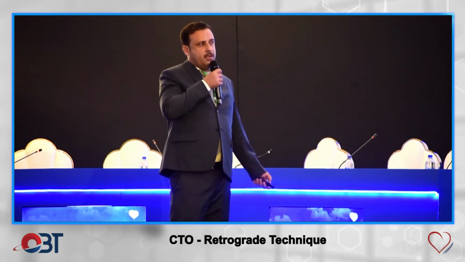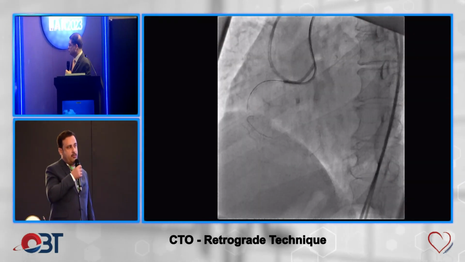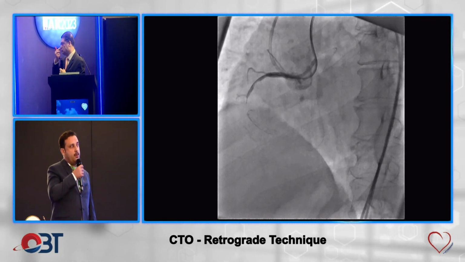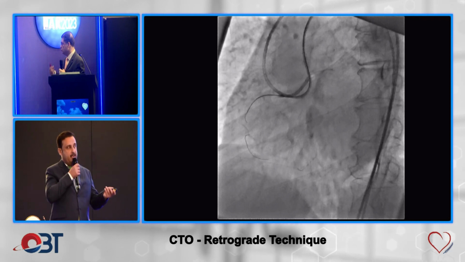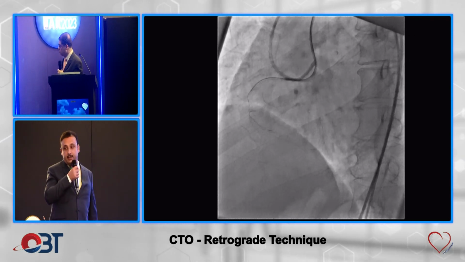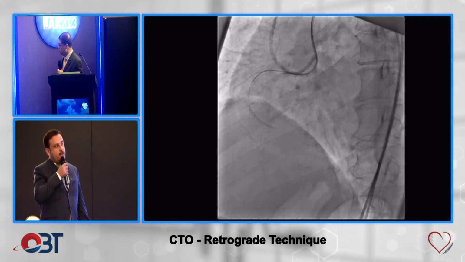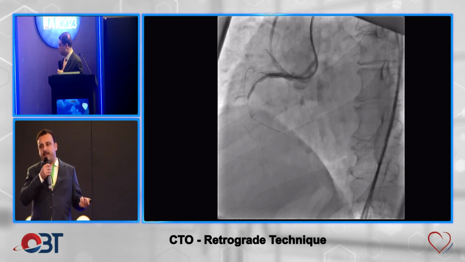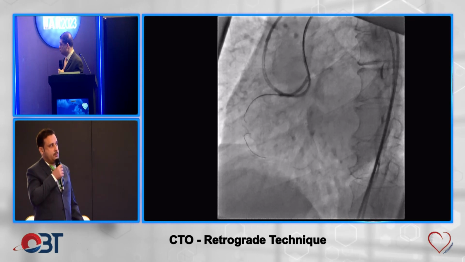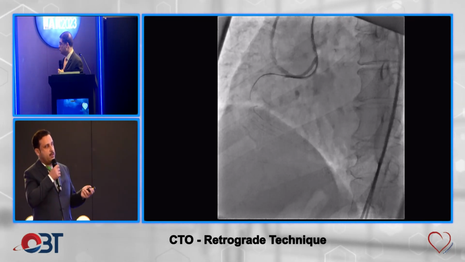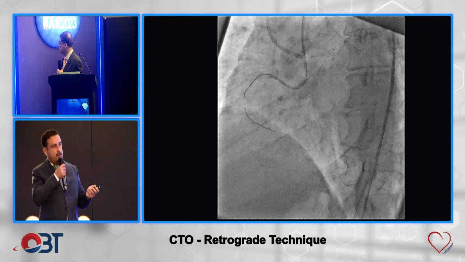The last option we have is to cross the wire without the support of the microcatheter, and then try to go retrogradely into the antegrade guiding catheter. But it is most of the time not successful because we cannot change the wire and this is the least support. So in this clip you can see the retrograde wire is being tried to cross retrogradely.